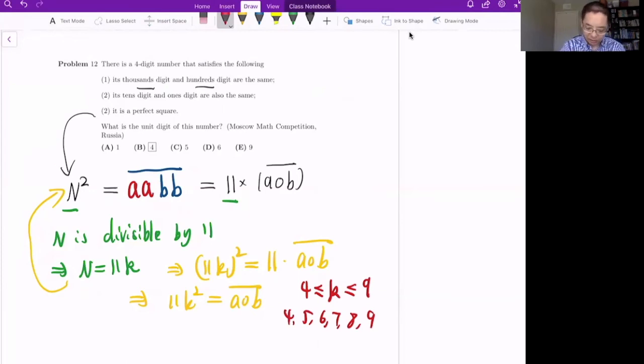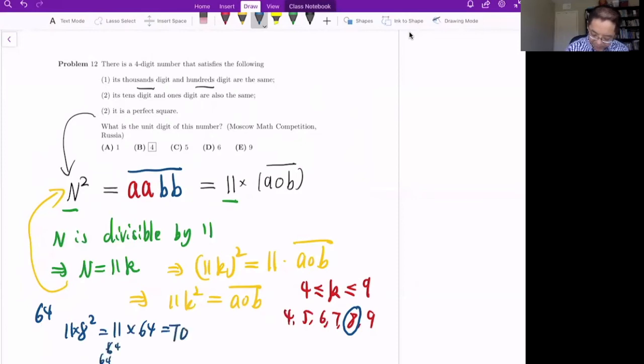The middle one is 0, and we can figure out it's just 8, right? So let's do it. So it's 64. So okay, so 11 times 8 squared times 8 squared. So this is 11 times 64. Okay, so this is 64, right? 64. We just get a 704.